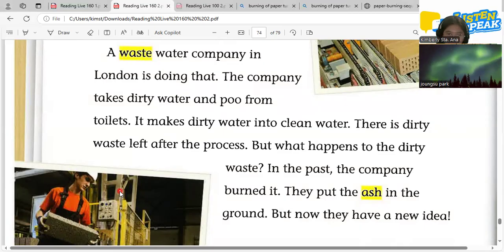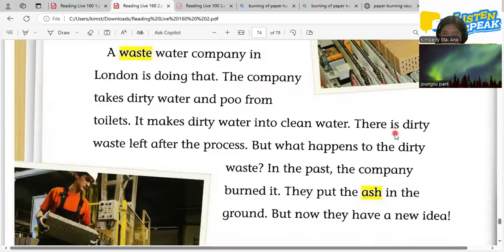I can't hear you. Hello? One more time. The company takes dirty water and puts it in the toilet. It makes dirty water into clean water.